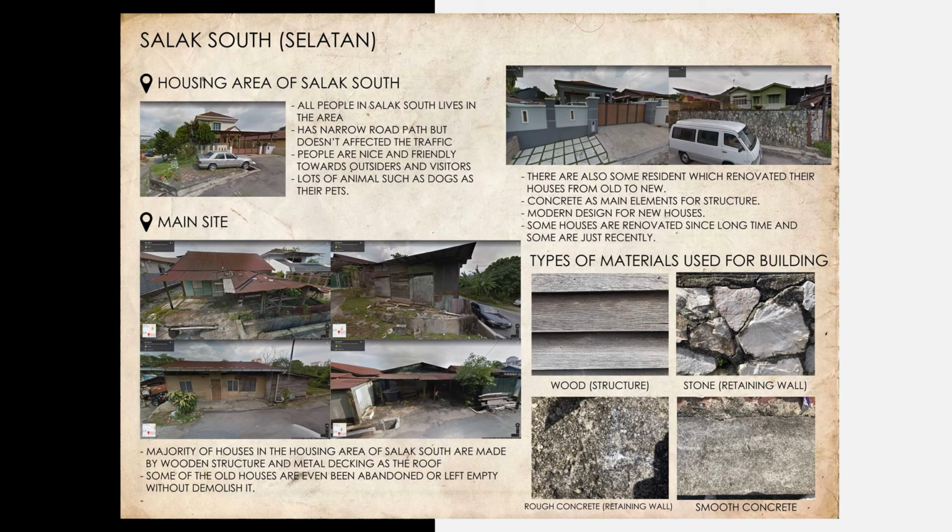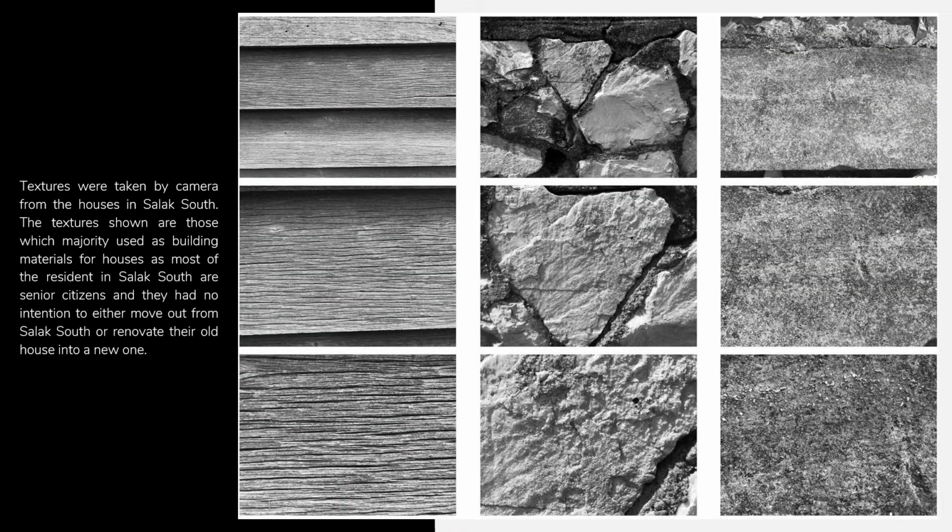After experiencing the site during site visiting, what fascinates me is the overall materials they use for the building element. So for project 1, I look into the material to implement it into my final project. These pictures of texture taken are the three main raw materials that the villagers mostly use around Salak South, which is wood, stone, and concrete.